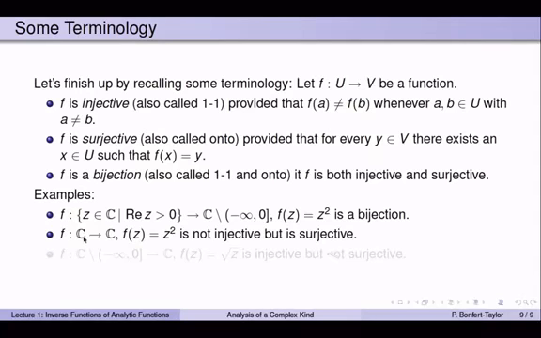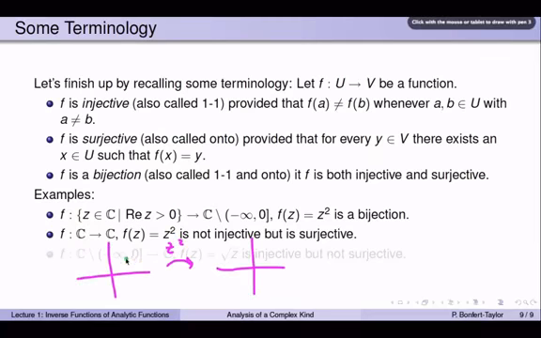If, on the other hand, I allow u to be the entire complex plane and v to be the entire complex plane, and look at the function z squared between those two, well, it's not injective, as we saw before, because for every point z, there's another point, negative z, that gets mapped to the same point over here. But it is surjective, because for every point in the complex plane, I can find a square root that is coming from somewhere over here. So it is surjective, but no longer injective.